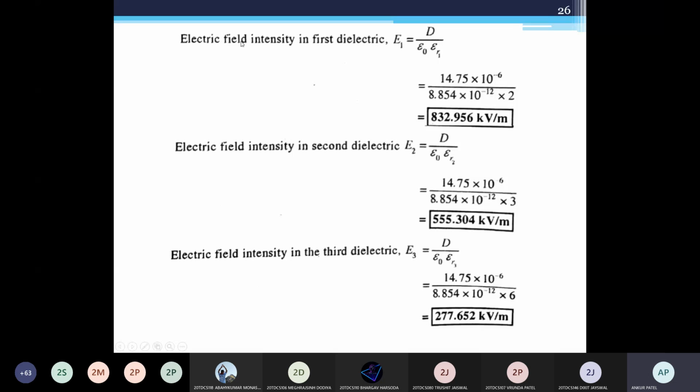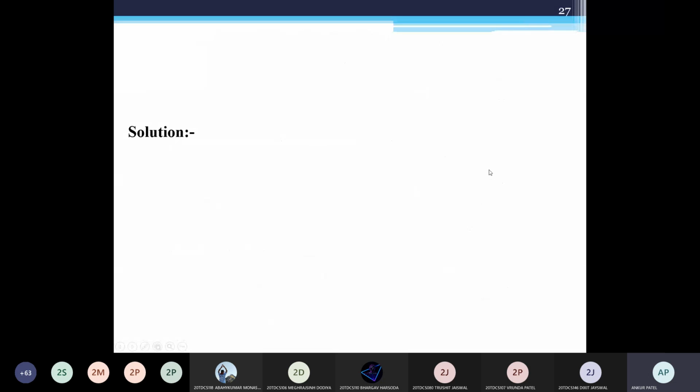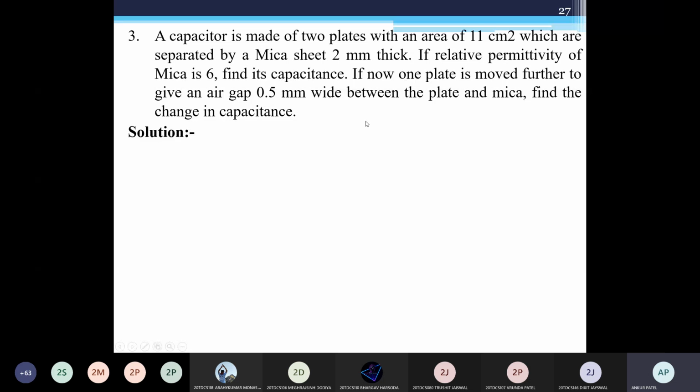So this is for the capacitance and different dielectric strength. Next problem: a capacitor is made of two plates with an area of 11 centimeter square, which are separated by a mica sheet 2 mm thick. If the relative permittivity of mica is 6, find its capacitance. If now one plate is moved further to give an air gap of 0.5 mm between the plate and mica, find the change in capacitance.